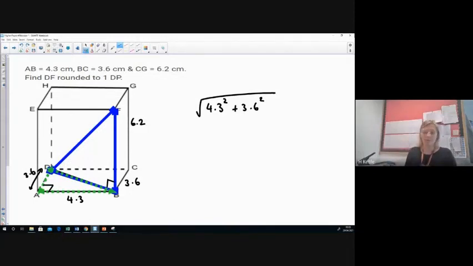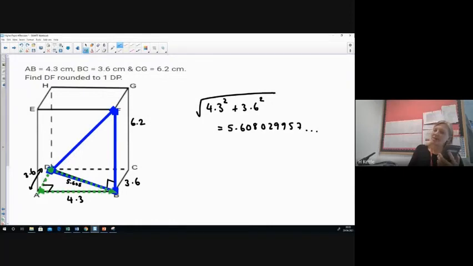So using my calculator, I've got 4.3 squared, add 3.6 squared, and I'm going to square root my answer, and I get 5.6080. I'm just going to write out quite a lot of the digits because I don't want to round it too soon. We now know that this is 5.608 here. That's the hypotenuse of this one.